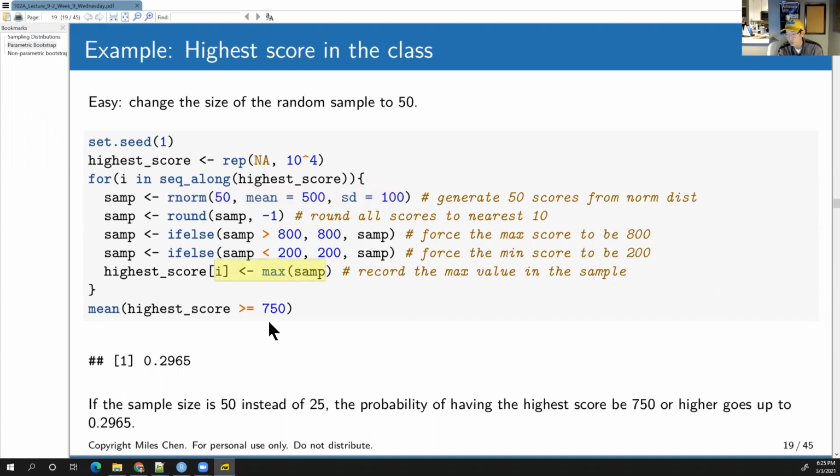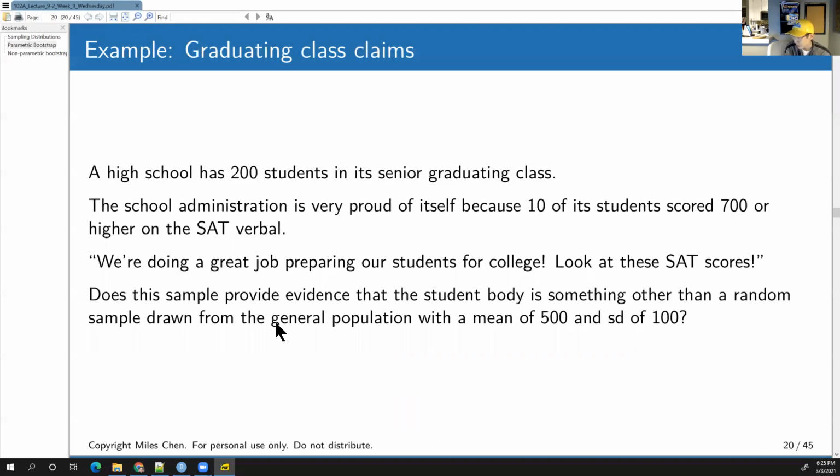I'm going to do another example here, just to show you that you can do almost any statistic, really any value you want coming from a sample. You can probably set up a little simulation here to do a parametric bootstrap.